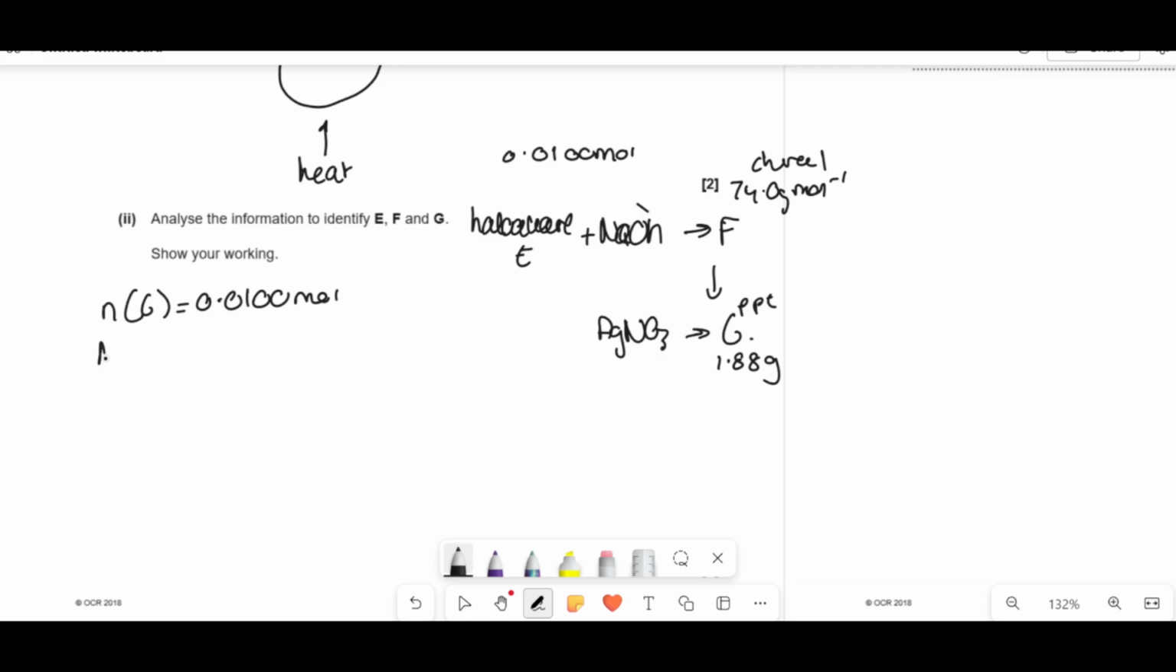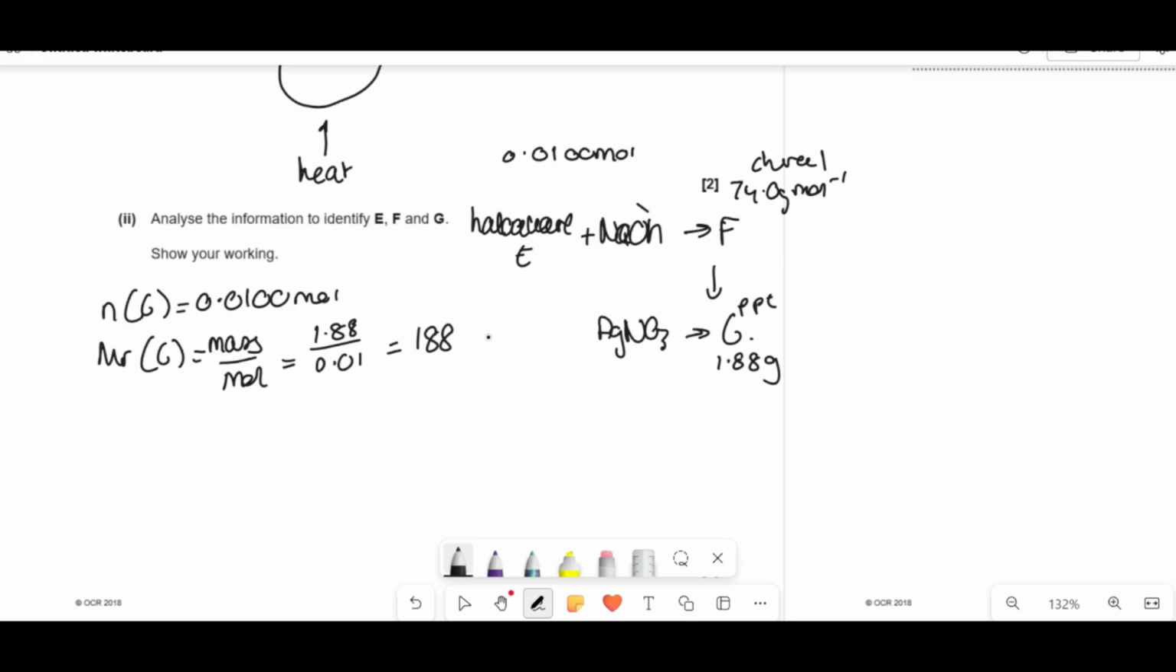Now we can work out the MR of whatever G is by doing its mass over moles, because at no point were there any doubles or anything like that. If it was a dihaloalkane, then we might have to double things, but here we just know it's one singular halogen group. So the mass over the moles is 1.88 grams divided by 0.01 moles, and if we do that, we get 188 grams per mole.